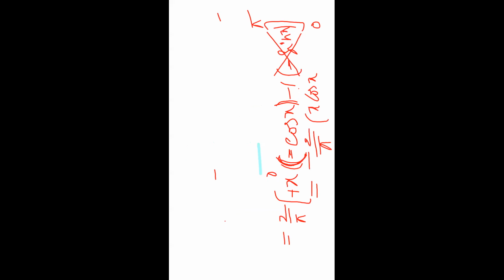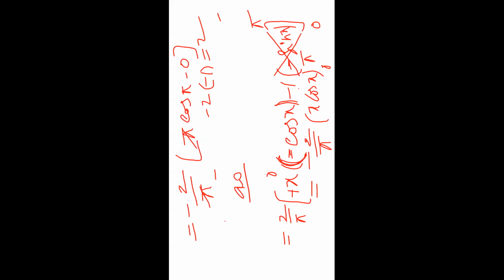a naught by 2 equals 2 by 2, that equals 1. So this is the first value, and we have to find only the an value because bn is deleted from the series. Why? Because the given function f of x is only even. In an even function, we have to calculate only a naught and an values.